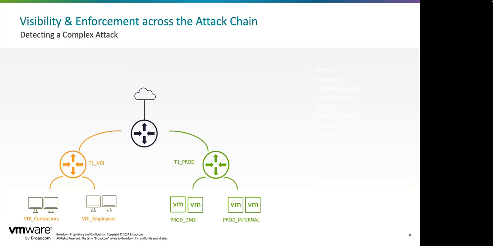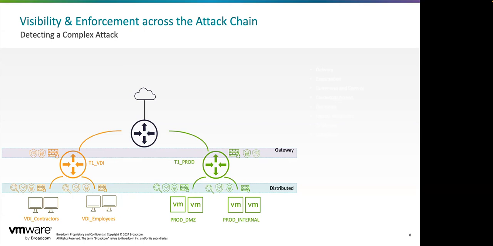Looking at a complex attack chain, here we have a simple network diagram of an infrastructure. And if we put all of the appropriate security tools in place, both at the hypervisor as well as in our gateway firewall, we can see the different levels of security protection that you get with VMware vDefend. So the distributed components inside the hypervisor and the gateway components inside of a virtual machine or physical edge appliance. And we'll get more into both of these products and features as we move through the course.